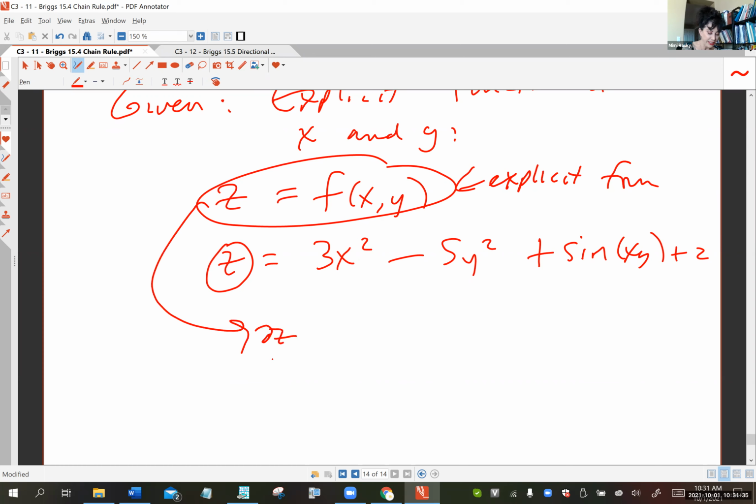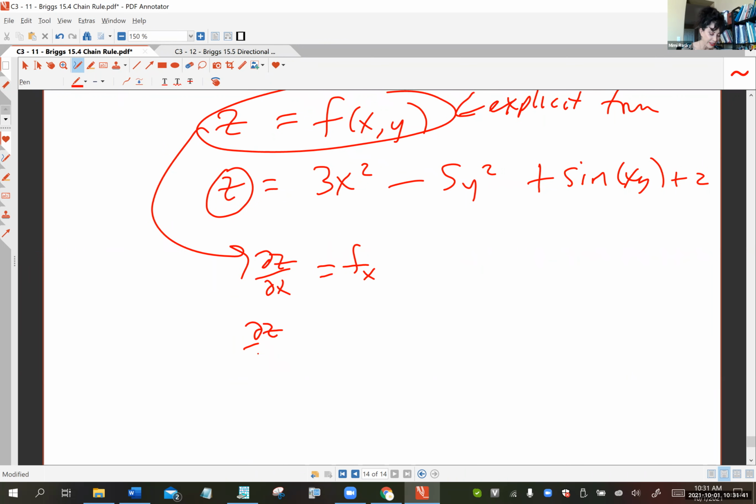Now, what's nice about explicit form is, if somebody says, go get dz dx, which you could also write as fx, or go get dz dy, you say, hey, no problem. I know how to do partial derivatives. Easy. You'll be doing that in this week's quiz.